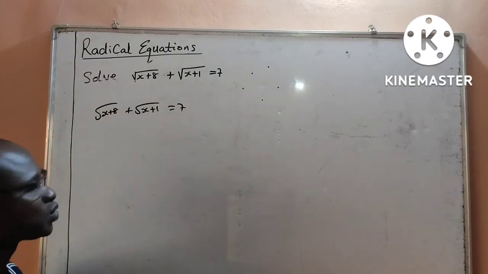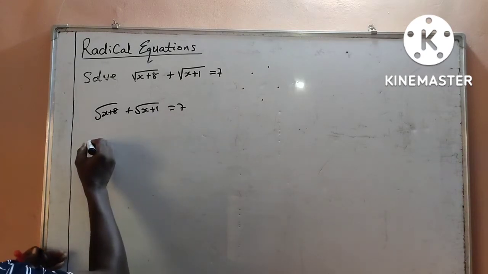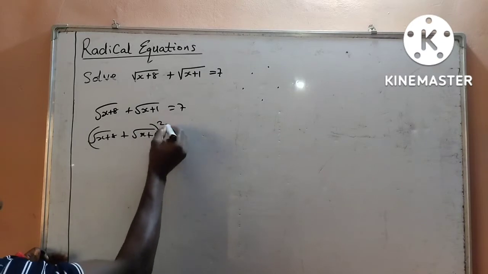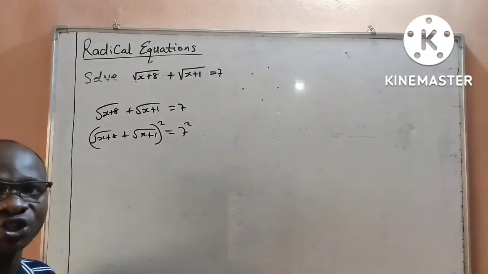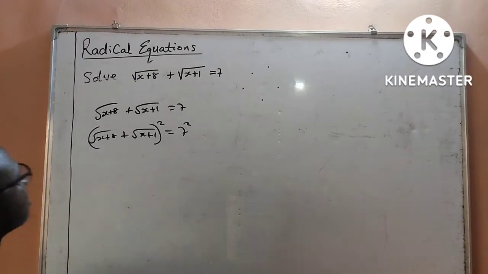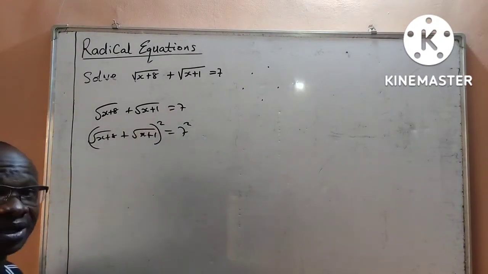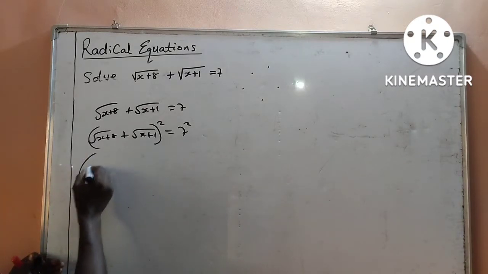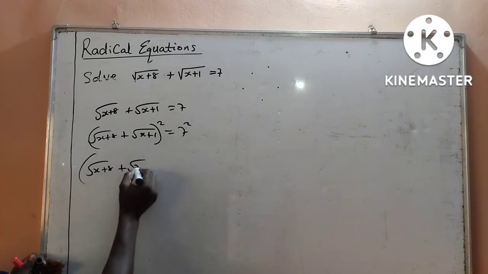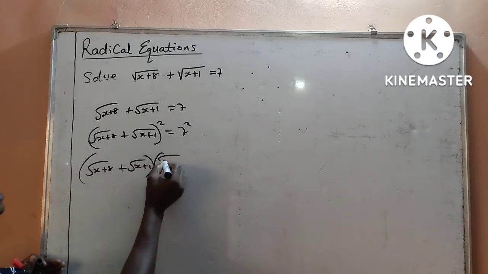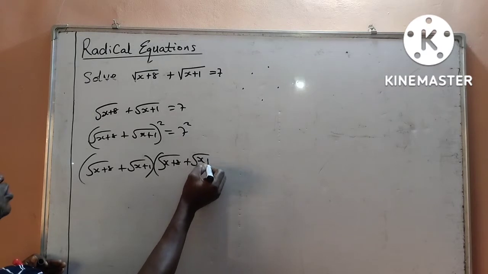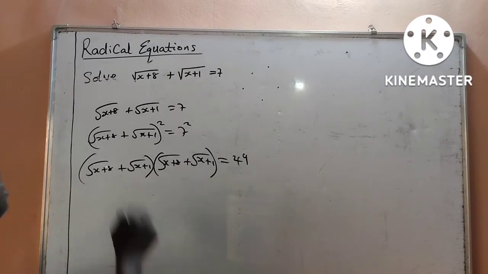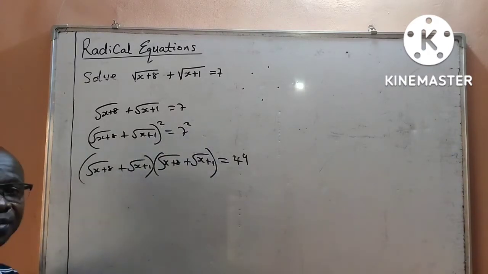First and foremost, I will square both sides. And when I do that, I will have (√(x+8) + √(x+1))² = 7². I have squared both sides. Here, the bracket is squared, so I can replicate it 2 times. That means putting it in factors: (√(x+8) + √(x+1))(√(x+8) + √(x+1)) = 49. That is the square of 7. So because it is squared, I have written it 2 times.